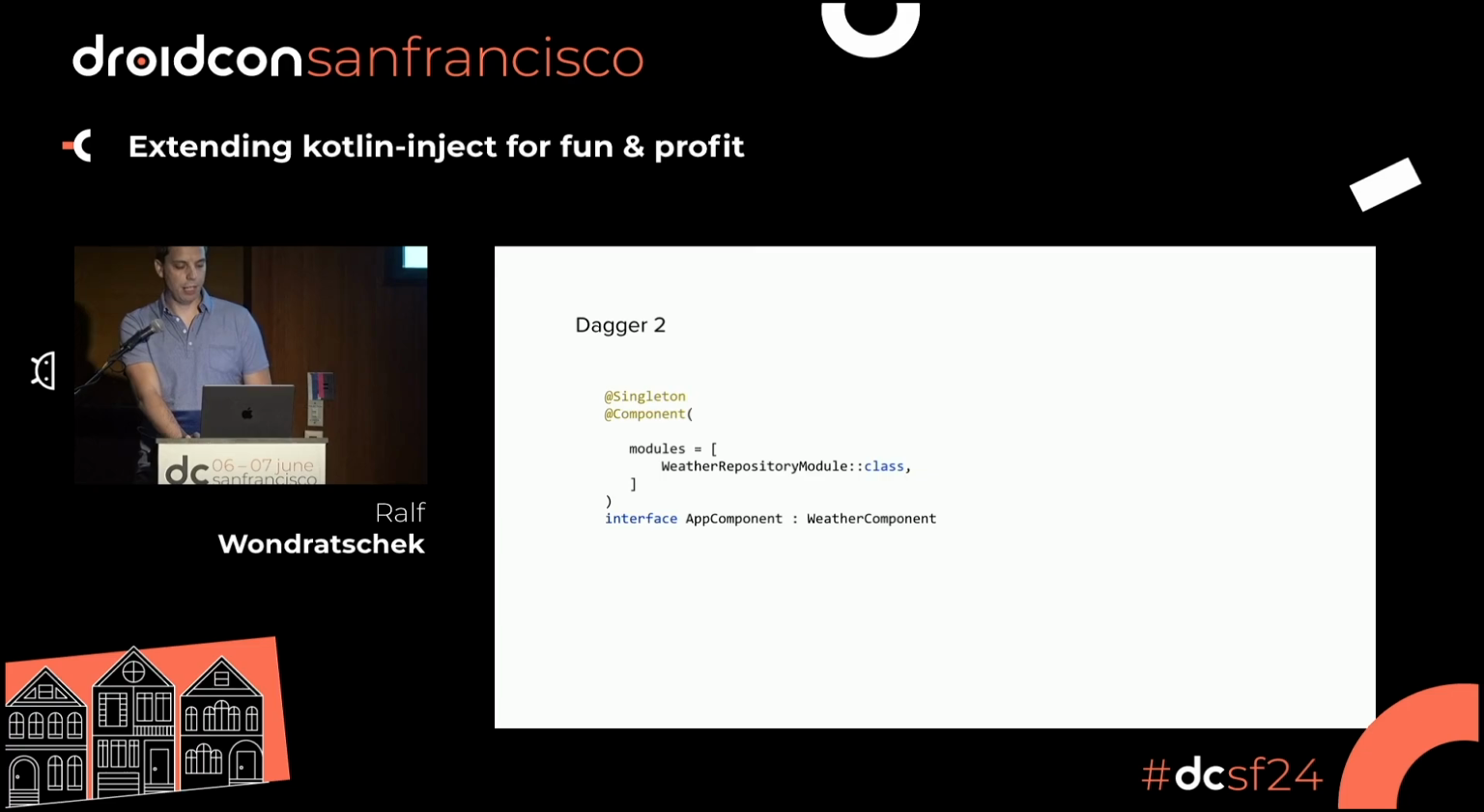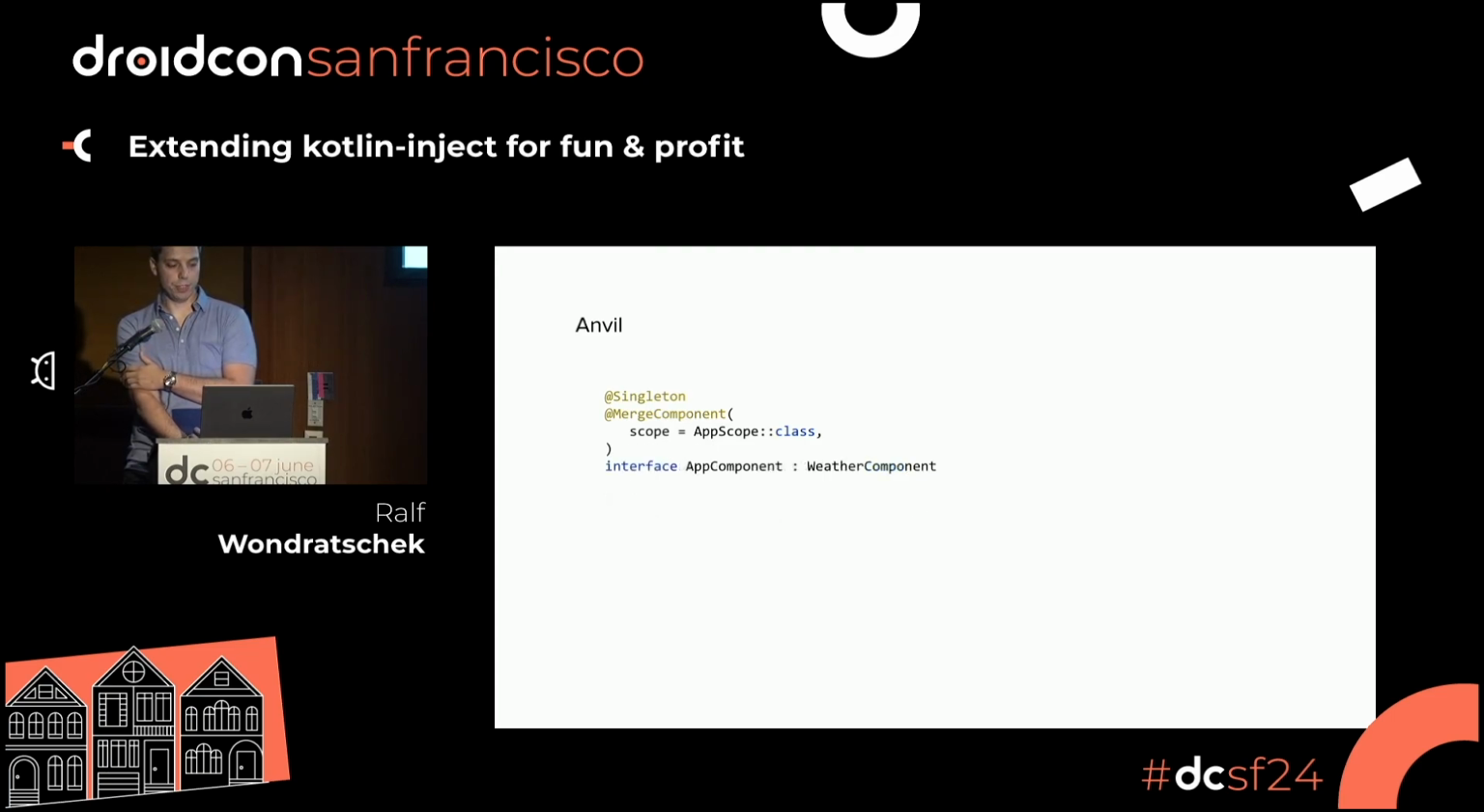First, we have to change the component annotation to the MergeComponent annotation. We specify the scope, and what happens then under the hood is when Anvil sees this annotation, it finds everything that has been contributed to the app scope, merges it, and then generates the code that you see on the screen. Now, with that, we no longer need to add the module manually, so we can remove this. We can also remove the named argument, so it becomes even less code. Then we also contributed the weather component, so we removed this reference as well. And that's the result. It's much shorter, and everything now gets automatically picked up, so we don't need to do this wiring manually anymore.